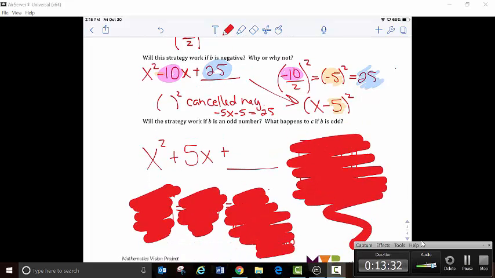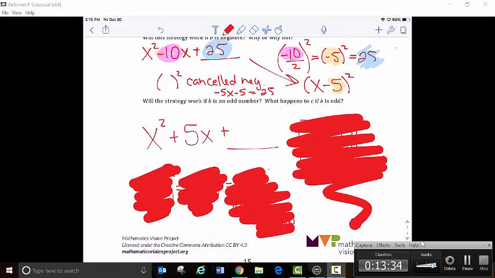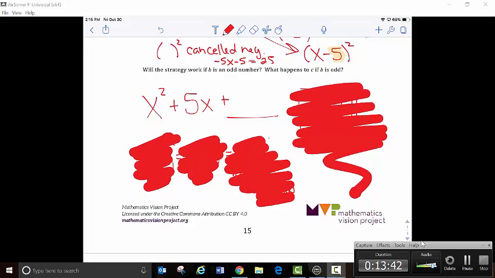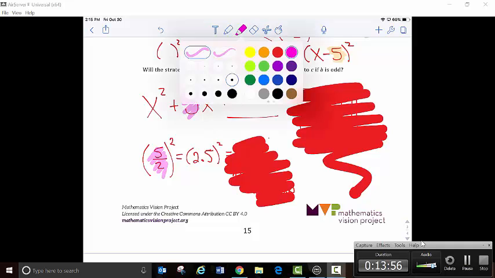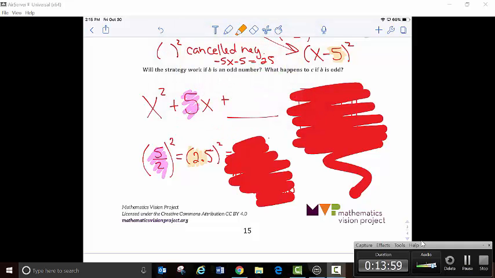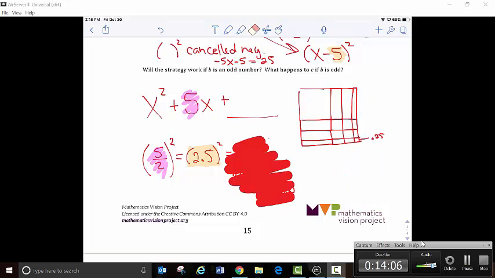Lastly, will this strategy work if b is an odd number? Well, odd like 1, 3, 5, 7. Okay, what happens to it? Well, let's try it. We're going to take half of the middle number, which was half of the pink number. Half of 5 is 2.5. That's actually the orange number if we were going to rewrite it. That's the h, okay, the length of the picture. And I'll show you what that looks like right here, right?